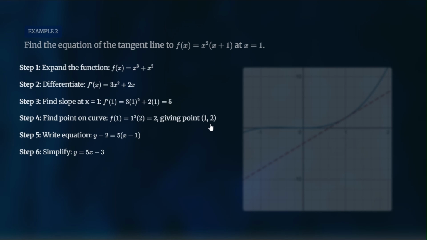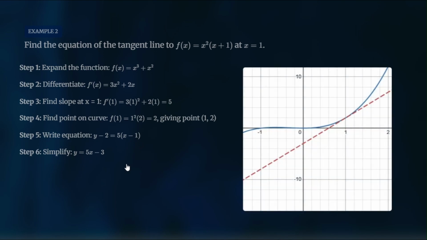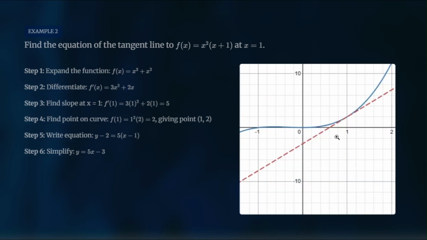In order to find the equation of the tangent line using the point-slope form, y minus 2 is equal to 5 times (x minus 1). And we can simplify this. y equals 5x minus 3. So if we look at the curve, at the point (1, 2), right here, we can see that the line y equals 5x minus 3 is the tangent line at that specific point.